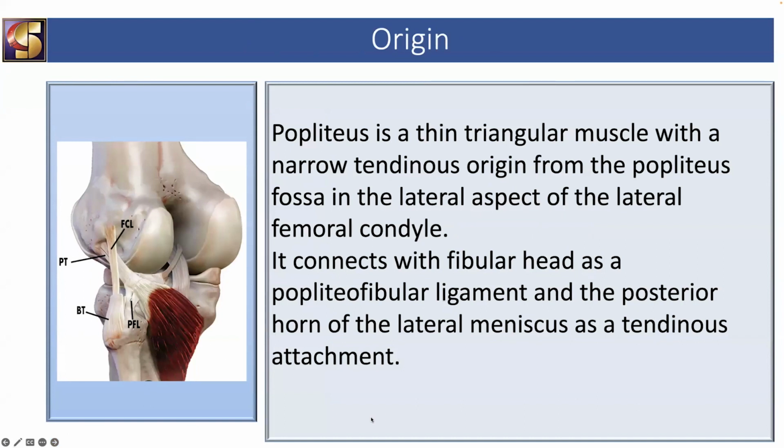So where is the popliteus? The popliteus is a thin triangular muscle with a narrow tendinous origin from the lateral aspect of the lateral femoral condyle. This is the popliteal fossa and this is the origin of the popliteus tendon. It connects with the fibular head as a popliteofibular ligament, as shown here, and the posterior horn of the lateral meniscus as a tendinous attachment.